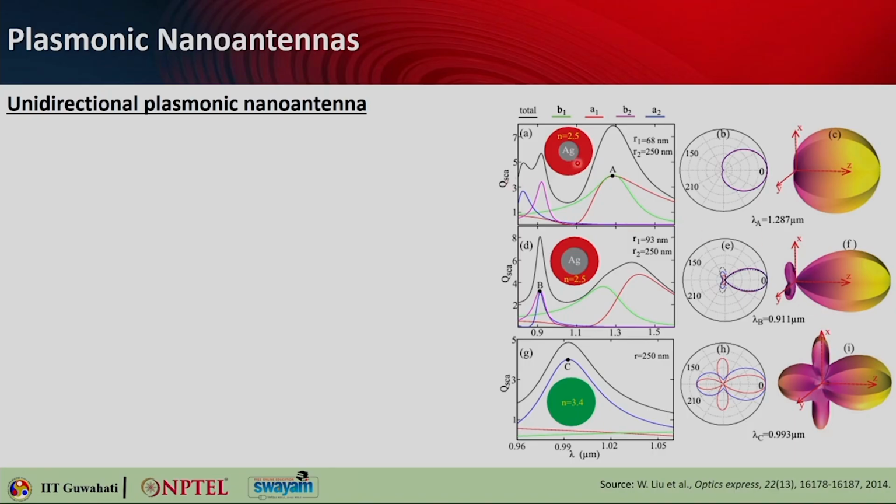Now take a practical example of a silver nanosphere coated with a material of n equals 2.5. This is the scattering only from the electric and magnetic dipoles, and you are able to match them exactly, and this is what you will get: a very unidirectional scattering pattern at this particular wavelength. R1 is the radius of the silver nanosphere and R2 is the radius of the coating, or shell.